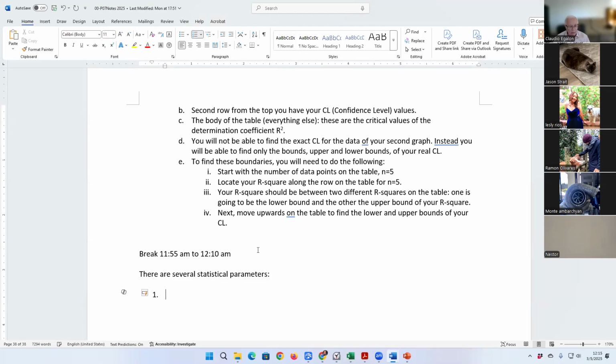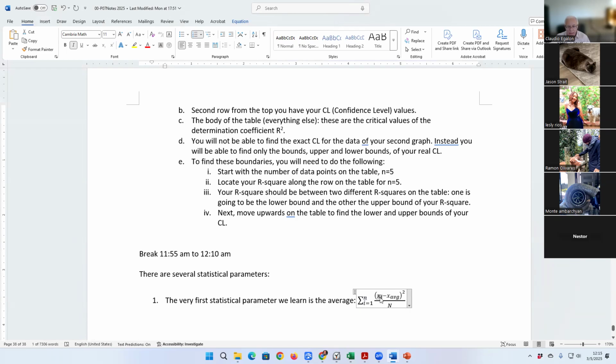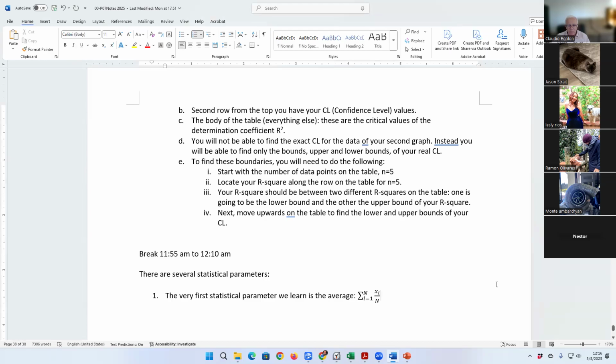The very first statistical parameter we learn, most likely in first grade, is the average. That's the very first one we learn. And the equation for the average is, let's say we're taking the average of n different numbers, right? The equation for the average of n different numbers is going to be the summation of those n different numbers divided by n. Let's use capital N. That's the equation for the average.